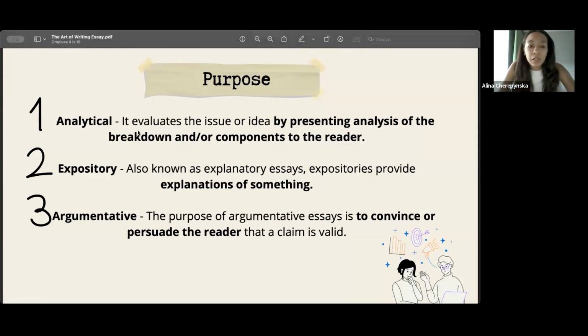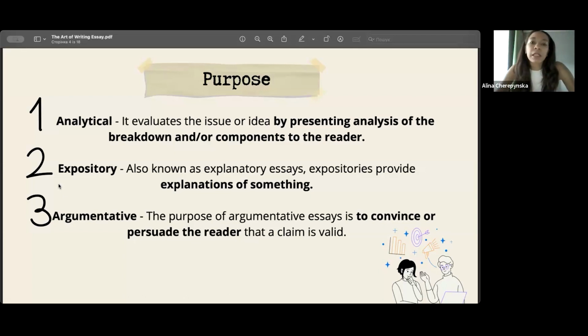As you can see, it evaluates the issue or idea by presenting analysis of the breakdown and components to the reader. That is why if your task is to analyze, it's obvious that your purpose is to analyze. It means that you need to evaluate the given information. Number two, expository. So here you need to explain something. Explain the issue, the situation, the event, the consequences. So your main task is to provide your reader with explanations of something.